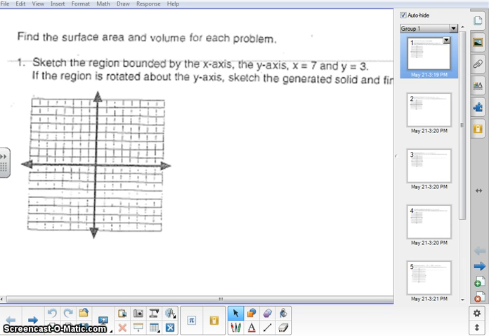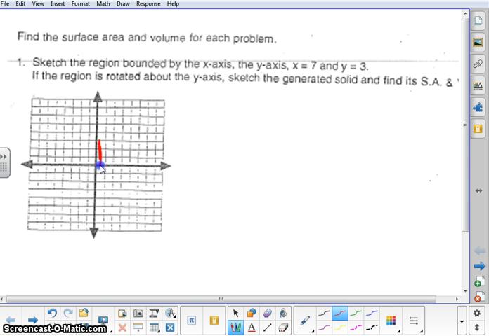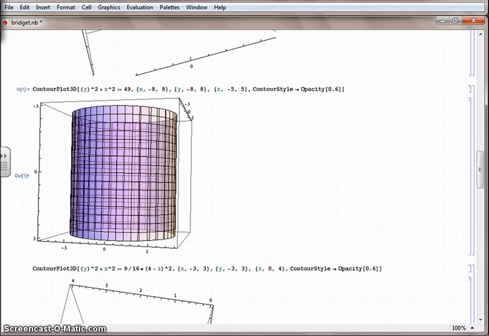In this first one, I'm not going to do the whole example for you, but I at least want to show you a program called Mathematica that will help you see what this rectangle is doing. So the rectangle itself is bounded by these four sides. And when you rotate that around the y-axis, it's going to create a certain picture, which looks like this.